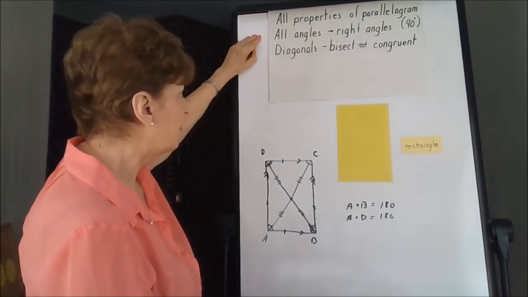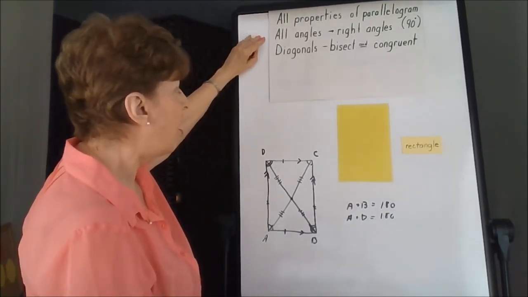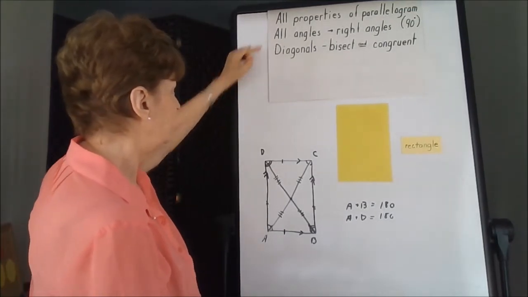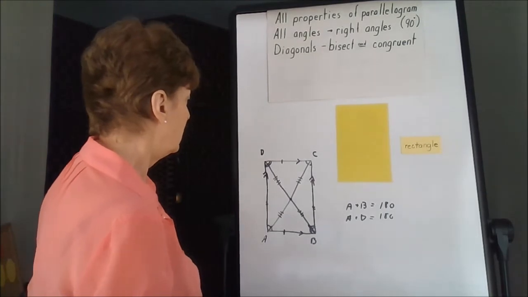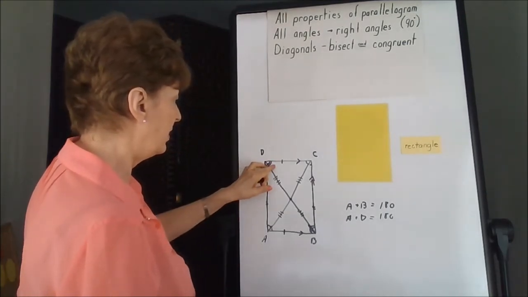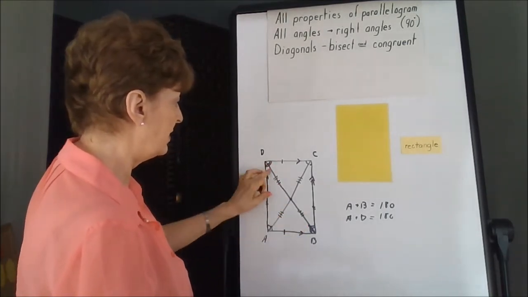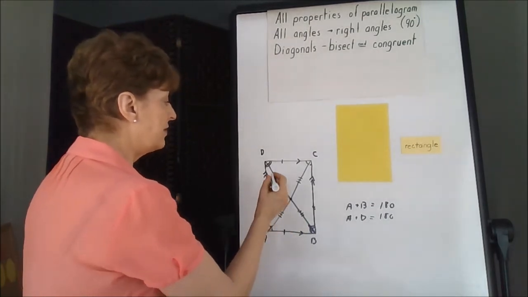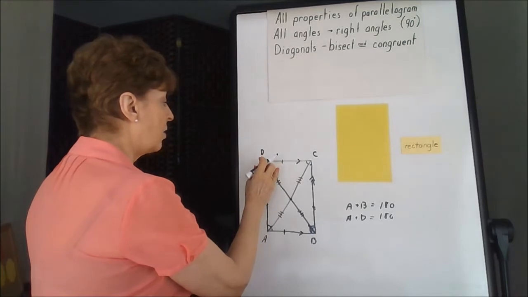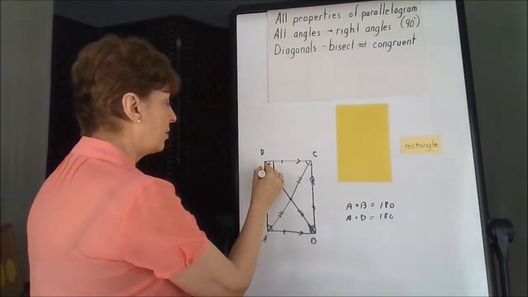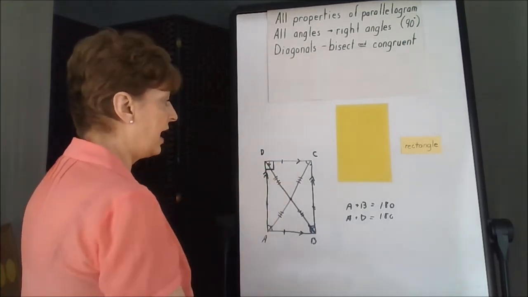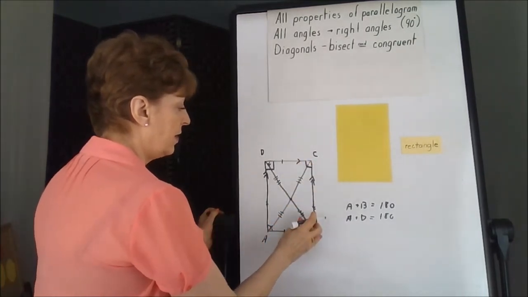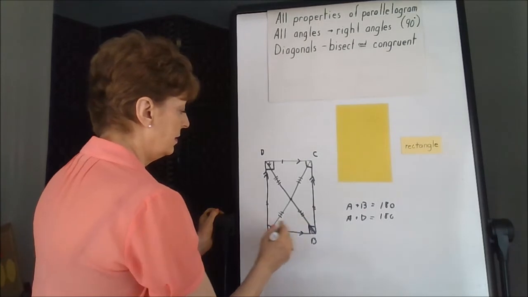Now, what makes a rectangle a rectangle? All the angles are right angles. So here we have these two being the same in a parallelogram, but we now have another piece of information. These are right angles. So here we have a right angle, and all the angles are right angles. That's the symbol for a right angle, that box.